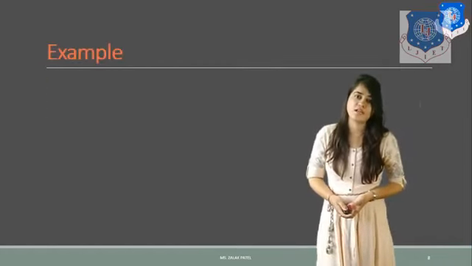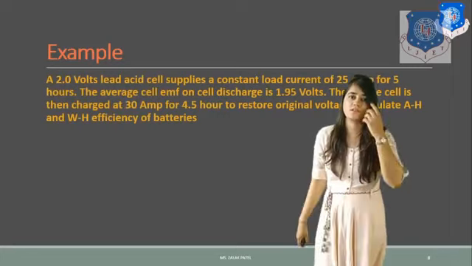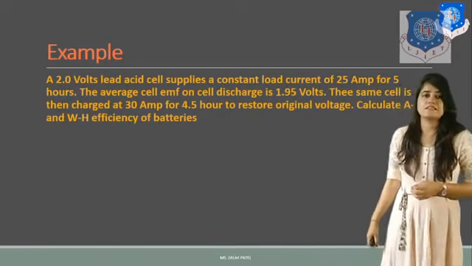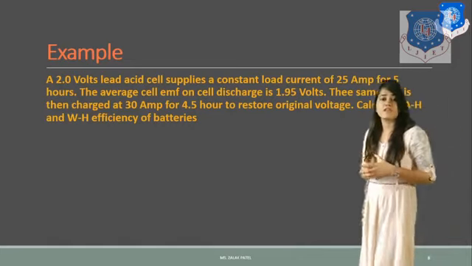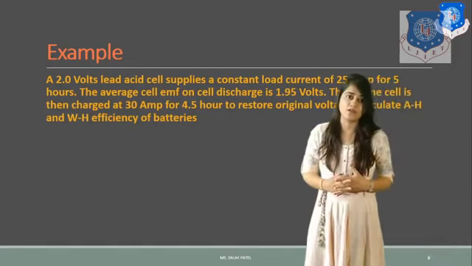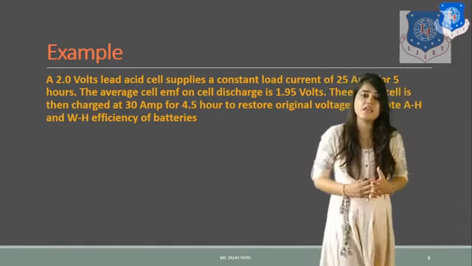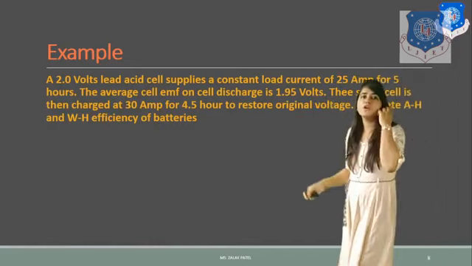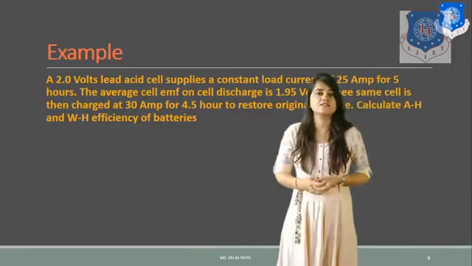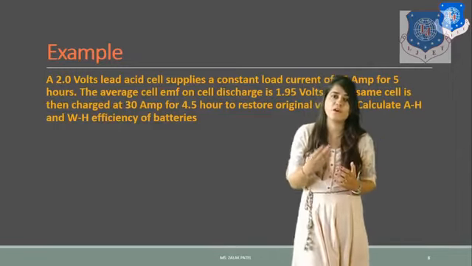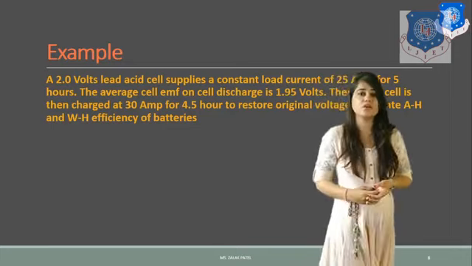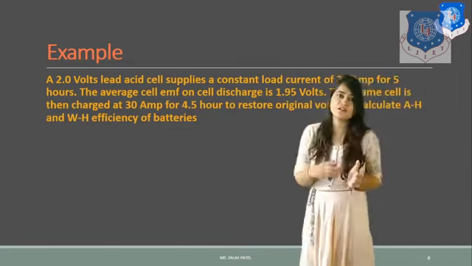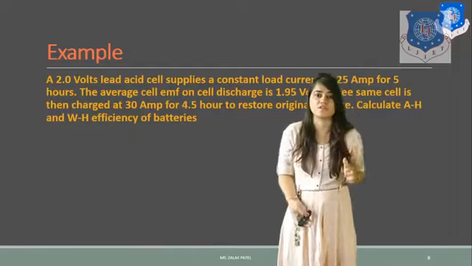Now let's take one example related to it. This is the problem statement. A 2 volt lead acid cell supplies a constant current of 25 ampere for 5 hours. The average cell EMF, means voltage, for discharging is 1.95 volt, and while charging it gets 30 ampere for 4.5 hours to restore the original voltage. Now you have to calculate the ampere hour as well as the watt hour efficiency.